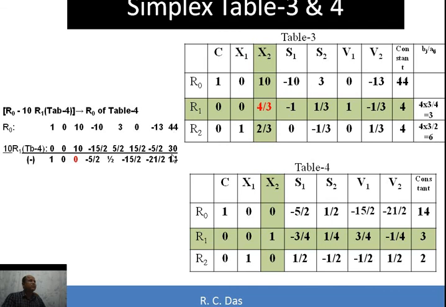And 44 minus 30 is 14. So let us put it in table number 4. So we'll get row 0 of table number 4. So this line is this.